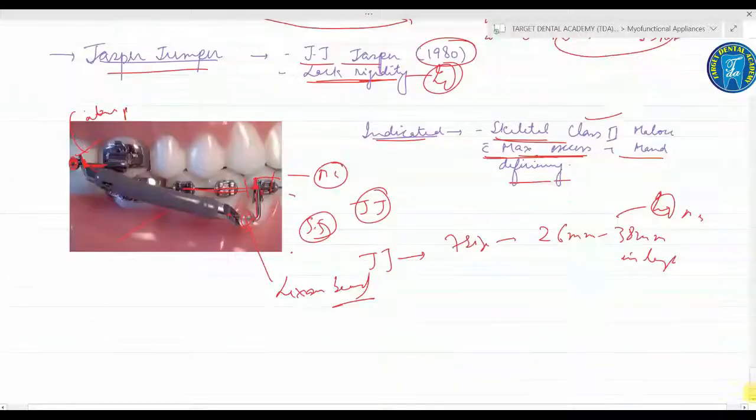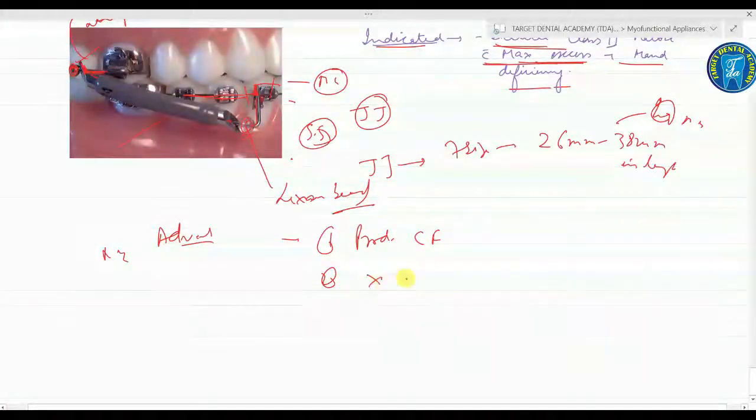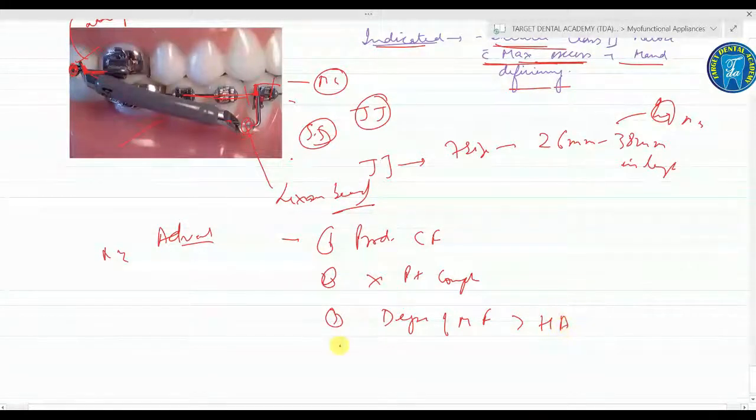Very important points regarding the Jasper jumper, the advantages, which are commonly asked as an MCQ. First, it produces continuous forces. Second, it does not require any patient compliance. Third, it allows a greater degree of mandibular freedom than the Herbst appliance. Fourth, oral hygiene is easy to maintain in the Jasper jumper.